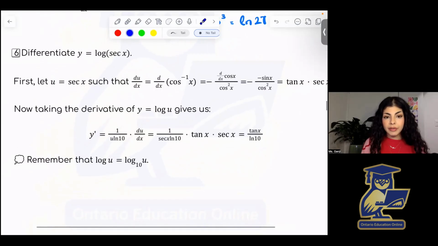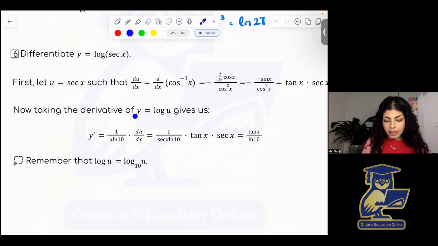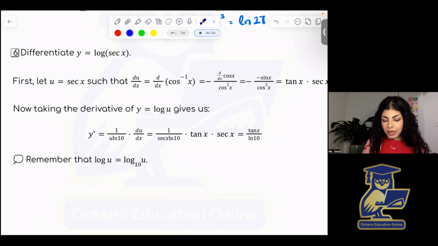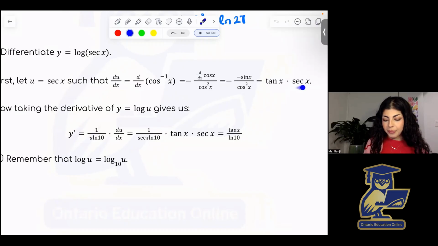So now taking the derivative of both sides, we have y prime on our left-hand side, and on our right-hand side, we had log of u. So by definition, this is 1 over u, and then the natural log of 10. And the 10 here comes from the fact that log of u is actually log base 10. When we just don't write anything, there is a base 10 there. And so now substituting back that value of tangent of x times secant of x here for our derivative du by dx, we are going to get this expression here.